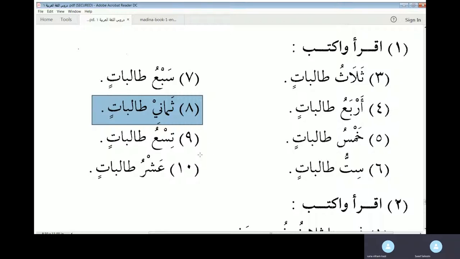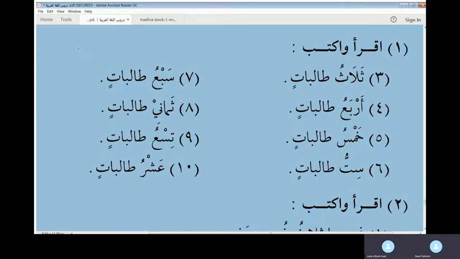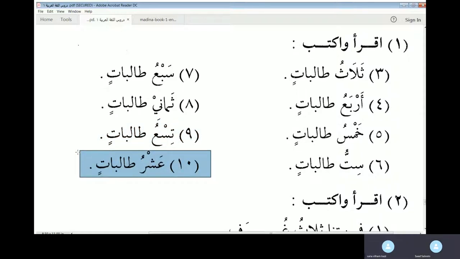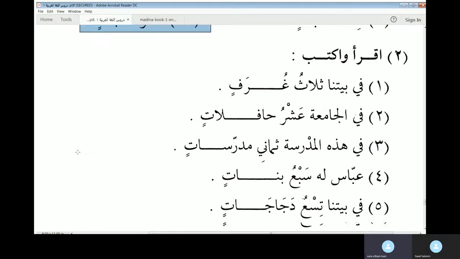ثماني طالبات, seven female students? No. ثماني, look, ثماني is eight. Okay, ثماني طالبات, eight female students. And تسع طالبات, nine female students. عشر طالبات, 10 female students.